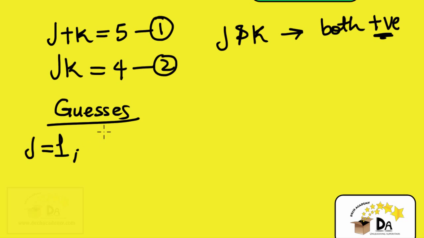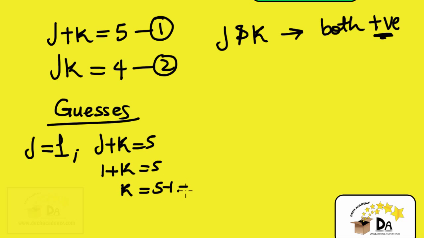And how do you determine this? Well, we know that J plus K must equal 5, which means 1 plus K must equal 5, which means that K is equal to 5 minus 1, which is equal to 4. So when J is 1, according to equation 1, if you substitute that into equation 1, we get that K is 4. So we have a value for J and a value for K.